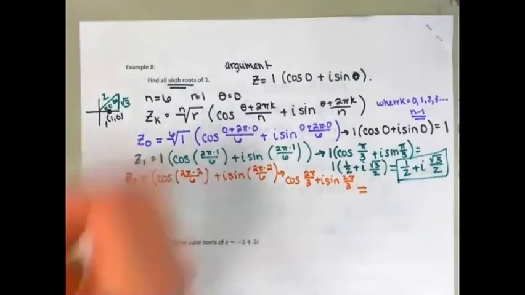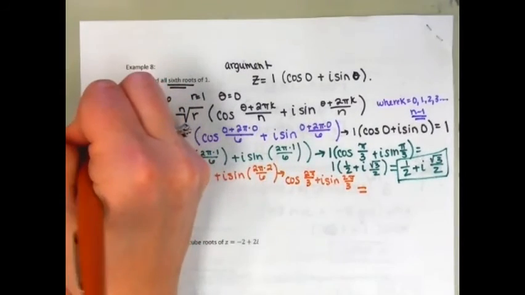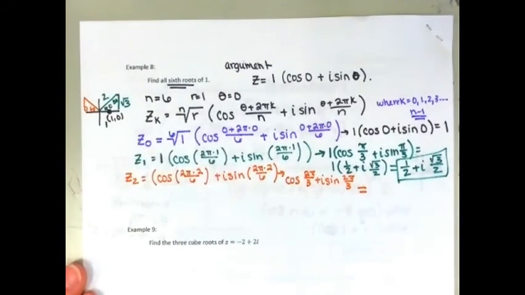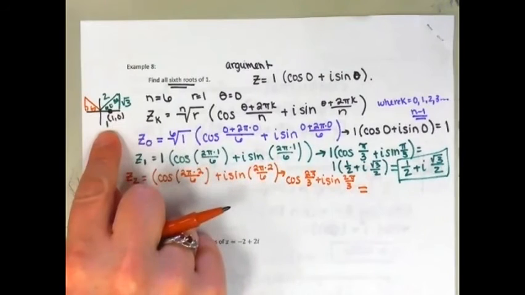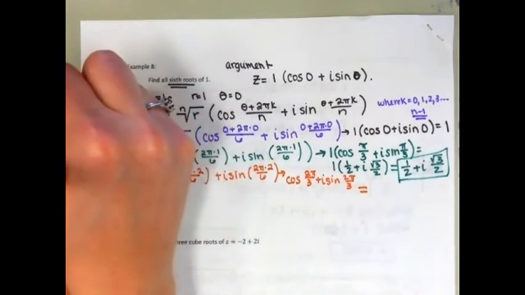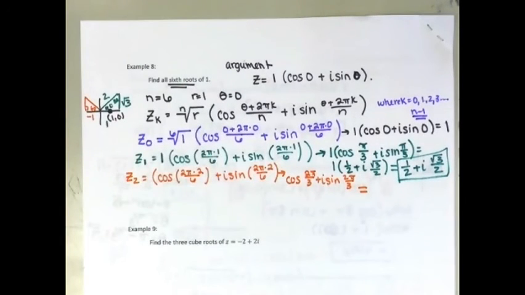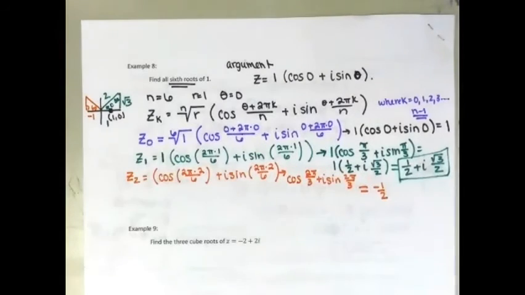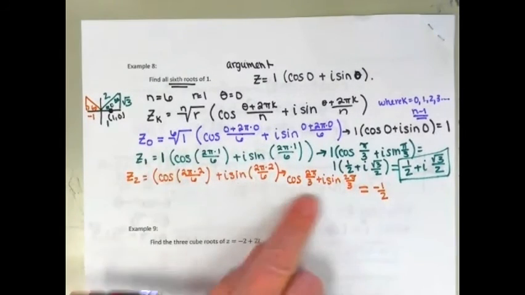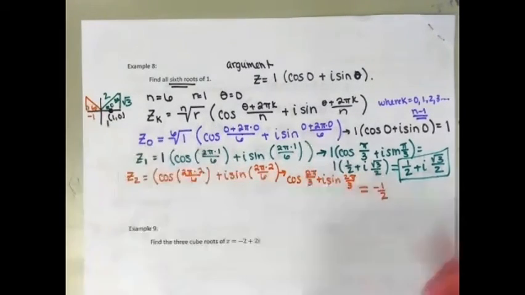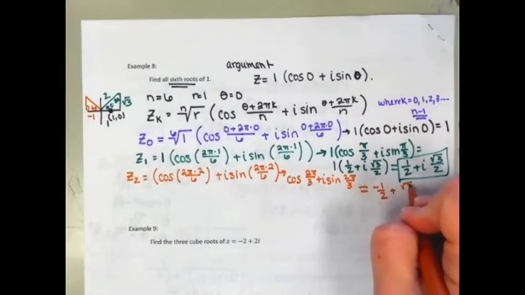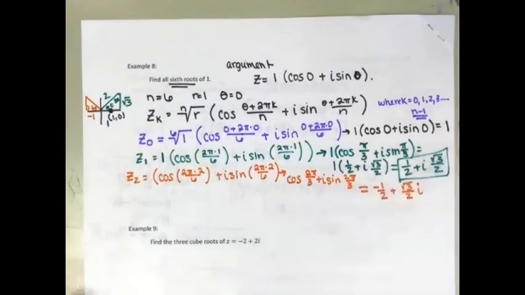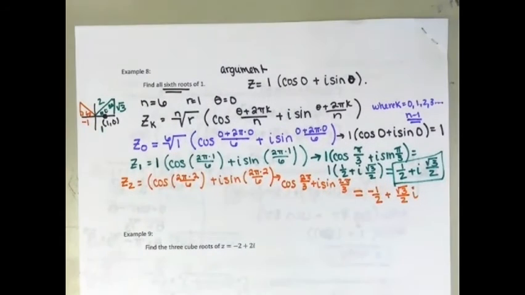So 2 pi over 3 goes this way, right? So 60. Now the only thing that changes is that instead of my 1 being positive, my 1 is negative. So what's the cosine of 2 pi over 3? Instead of being positive 1/2, it's going to be negative 1/2. But my sine of 2 pi over 3, isn't it still going to be positive? So plus radical 3 over 2 i. And where you put the i, I don't care if it's in the front or the back.